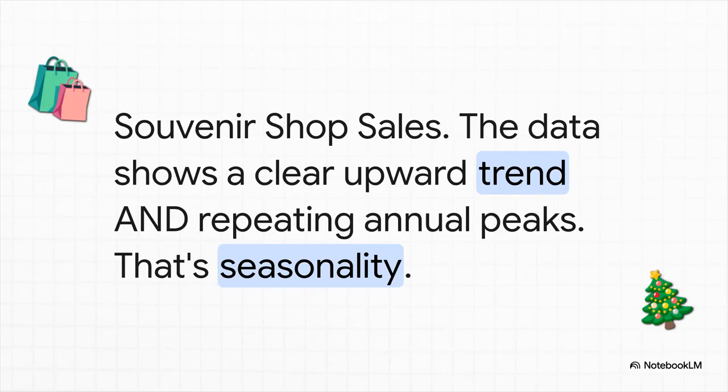Our final data set is monthly sales from a souvenir shop. And just look at this. You can clearly see two things happening at once. First, sales are generally going up year after year. That's our trend. But you also see these huge, predictable spikes every single year. That right there, my friends, is seasonality.